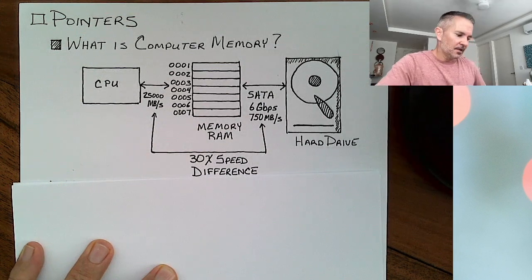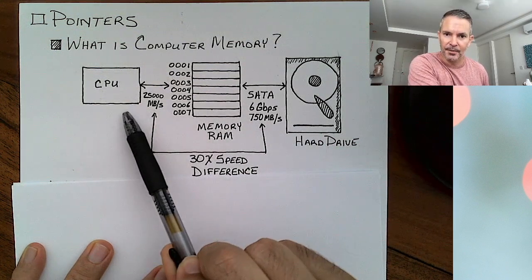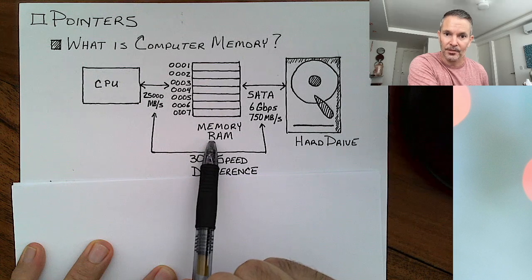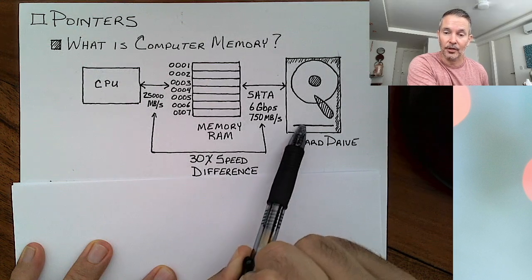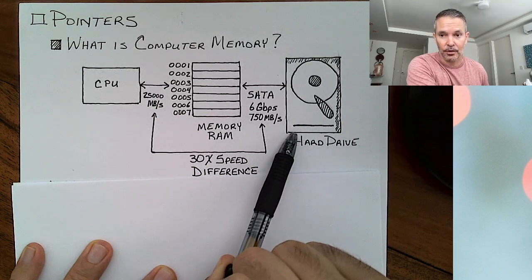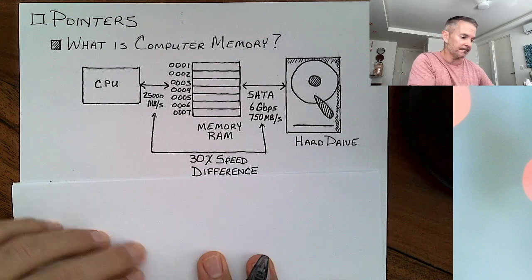All right, so this is how we think about our computer being organized. The CPU has access to the RAM, which is very fast. And then through the RAM, we have access to the hard drive, which is much slower, but much larger. It can hold a lot more data than the memory can.